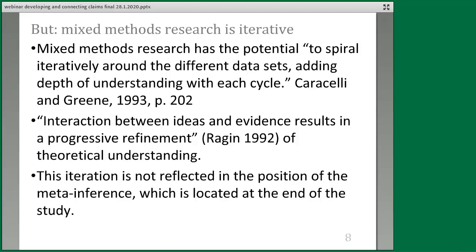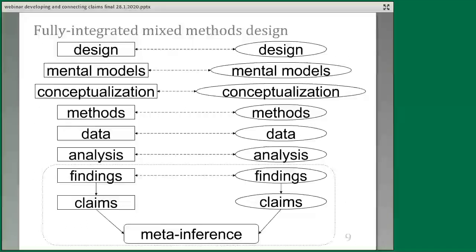But this iteration is not reflected in the position of the meta-inference, because what we saw is that the meta-inference is located at the end of the study, after all the other levels. We have progressed through all the other levels, and then at the end there is the meta-inference. So in this visualization of mixed method research, there is actually no iteration, and that's a problem. Okay, so how are we going to solve this problem?